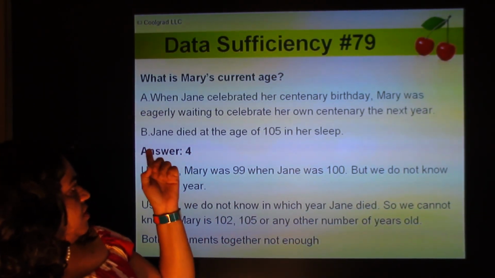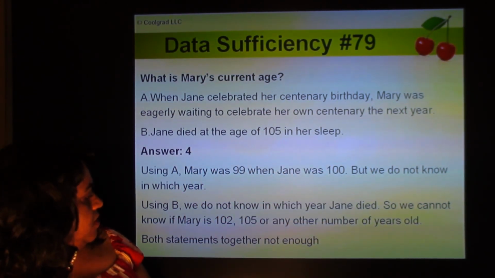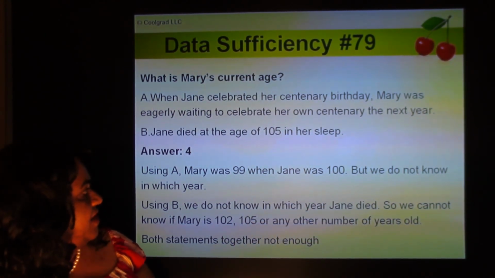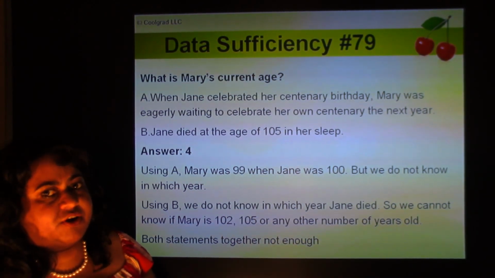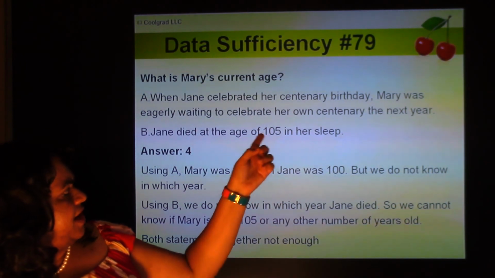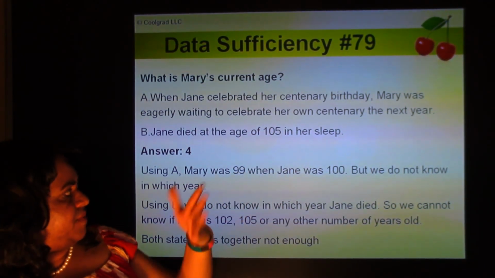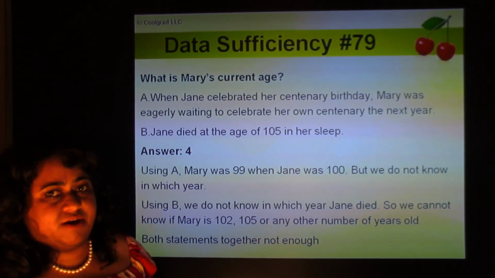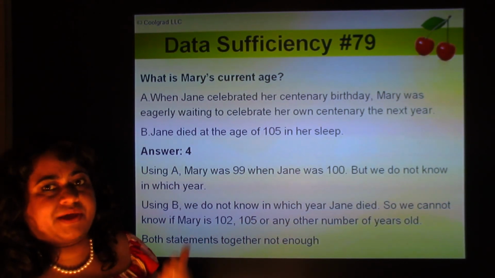Statement B alone. Jane died at the age of 105 in her sleep. We don't know in which year Jane died, so we don't know if Mary is now 102 or 105 or any number of years old. When Jane died at 105, Mary was 104, but now Mary might be 109. We don't know. So both statements together are insufficient. So we pick option 4.